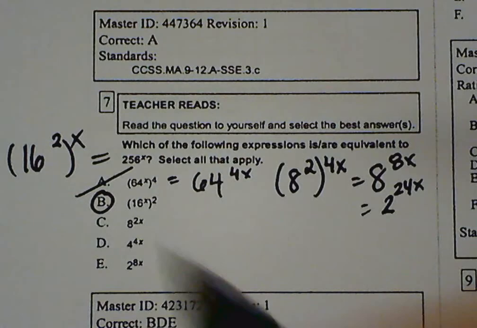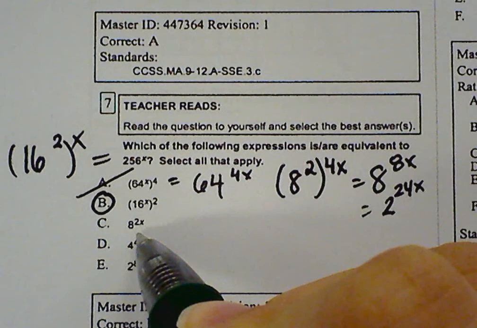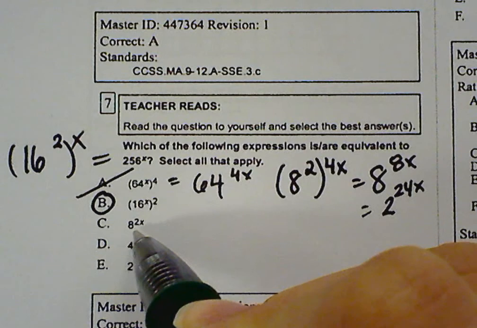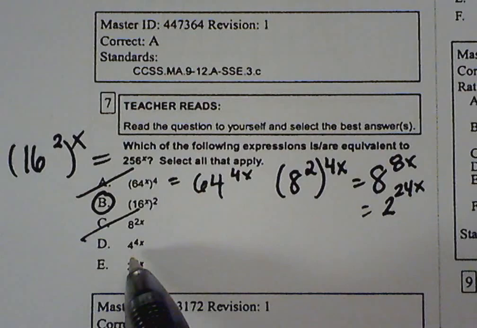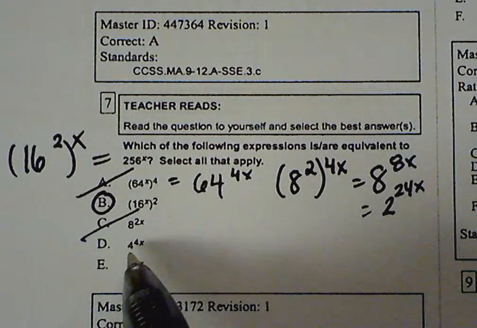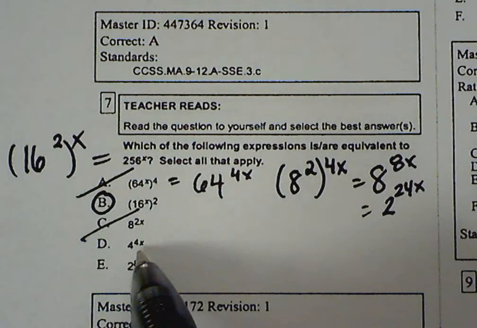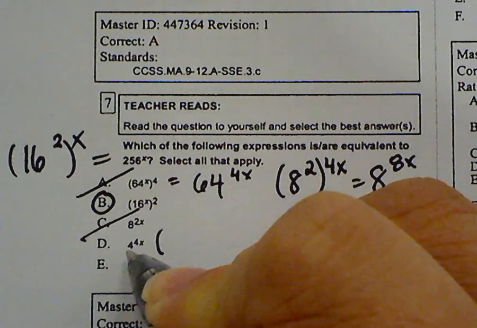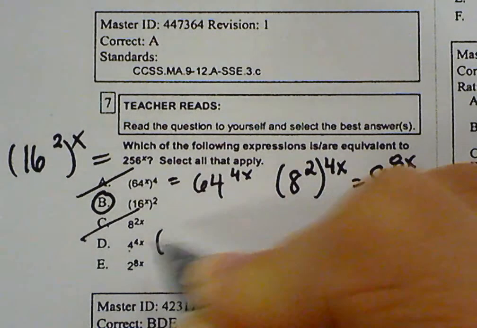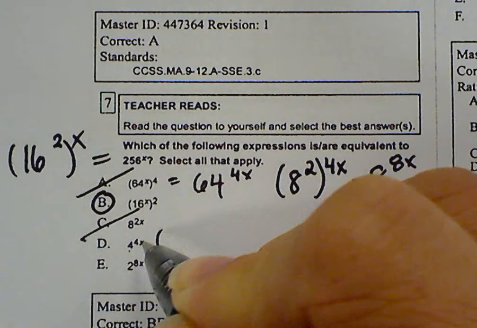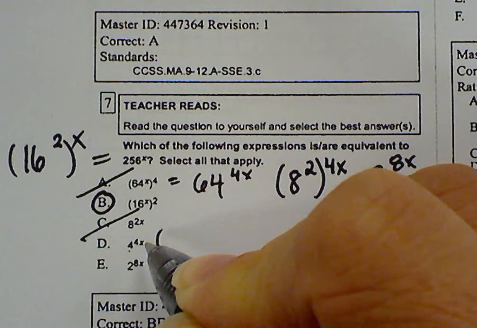No, right? Because we need to be 16 to the 2x, not 8 to the 2x. What about 4 to the 4x? What is 4 to the 4th power? 4 times 4 times 4 times 4 is 256. So it's 256 to the x.